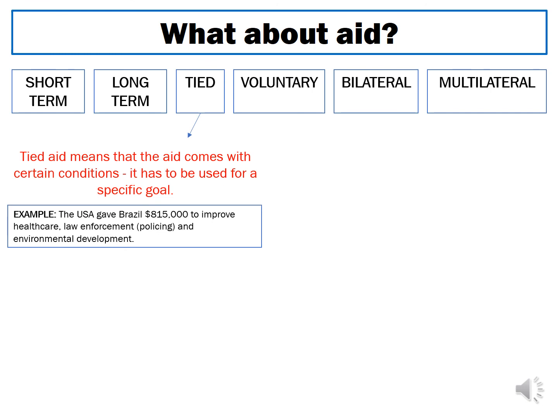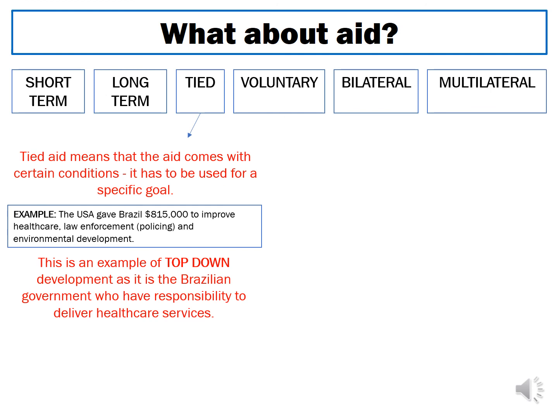As an example, the USA gave Brazil $815,000 to improve healthcare, law enforcement, which means policing, and environmental development. So that money could only be used to improve those 3 areas. Now that is an example of top-down development because that money was given to the Brazilian government because it's them who have the responsibility to deliver things like healthcare services and policing.